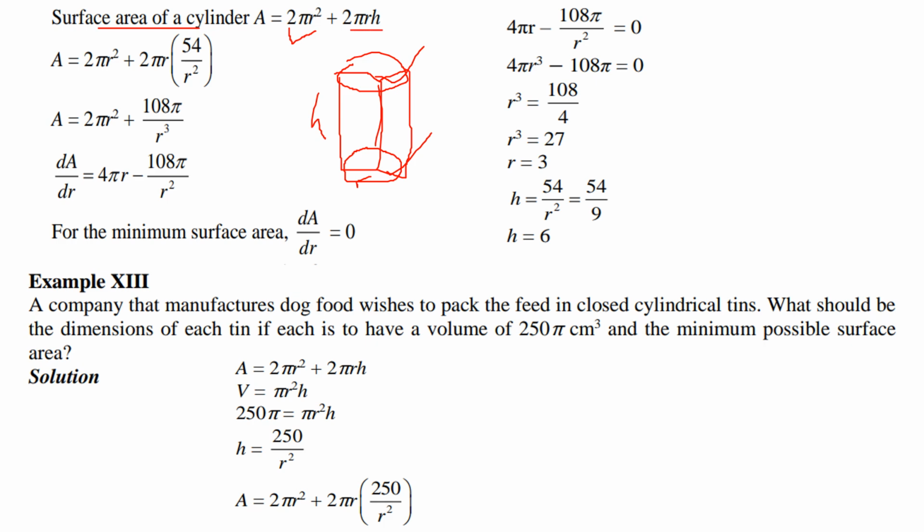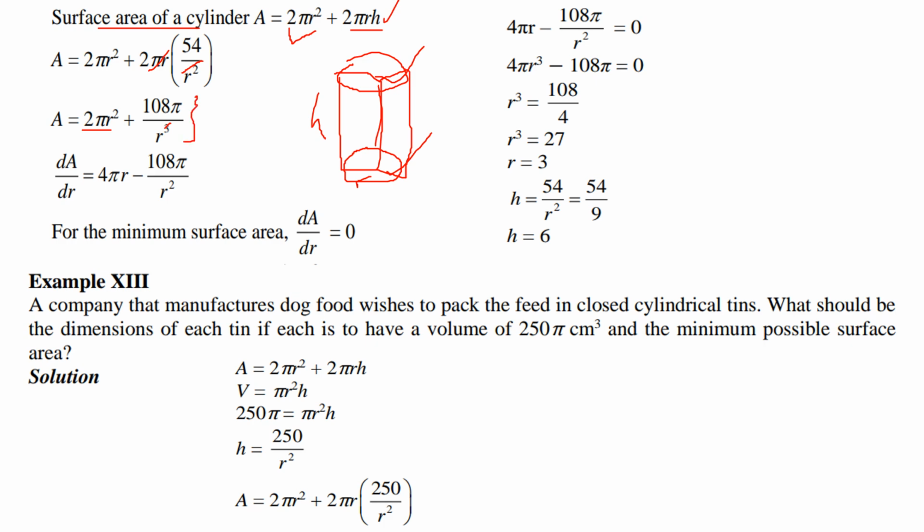So you substitute for the value of h which you have made the subject, and you end up with 2 pi r squared plus 2 pi r into 54 divided by r squared. If you do that, you end up with 2 pi r squared plus 108 over r, because the r here cancels one of the r's in r squared and you remain with just r, so that your expression for the area is this.